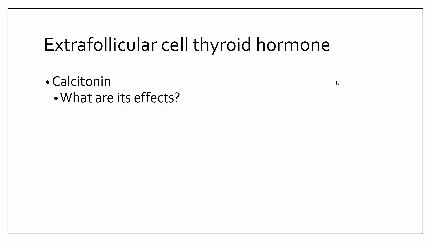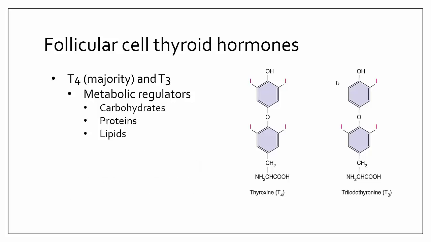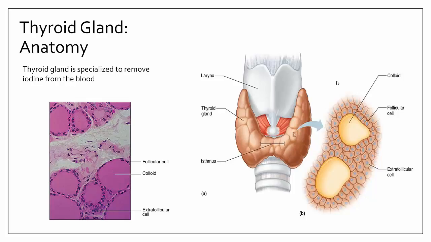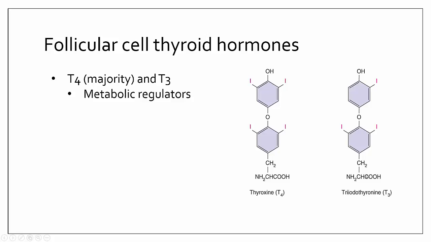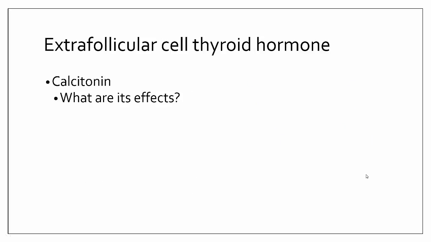Those are the follicular cell hormones, metabolic effectors, okay? Now, extrafollicular cells, back up. These guys that hang out here outside the follicles release a different hormone, and it's one we talked about a lot in A&P1. So, calcitonin. What does calcitonin do?